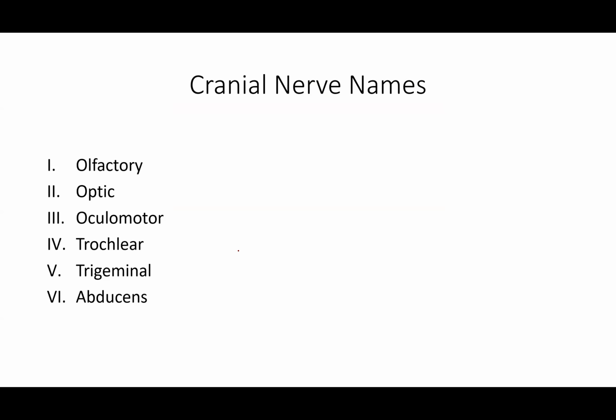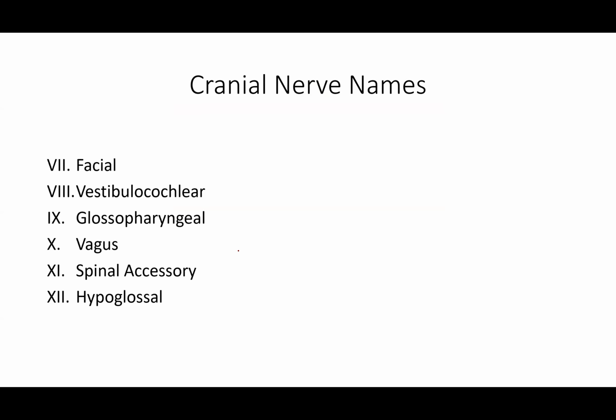Okay, so the names of the nerves. Nerve number 1 is the olfactory cranial nerve. Number 2 is the optic. Number 3 is the oculomotor. Number 4 is the trochlear. 5 is the trigeminal. 6 is the abducens. And in just a second, we'll talk about each of these separately. 7 is the facial nerve. 8 is the vestibular cochlear. 9 is the glossopharyngeal. 10 is the vagus nerve. 11 is the spinal accessory nerve. And then 12, the last cranial nerve, is the hypoglossal nerve.